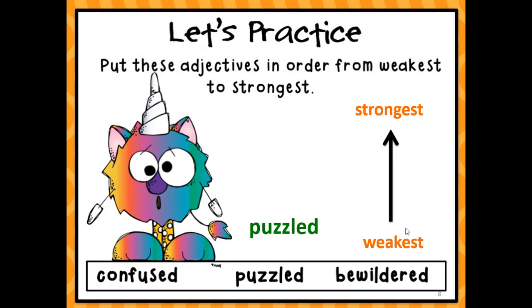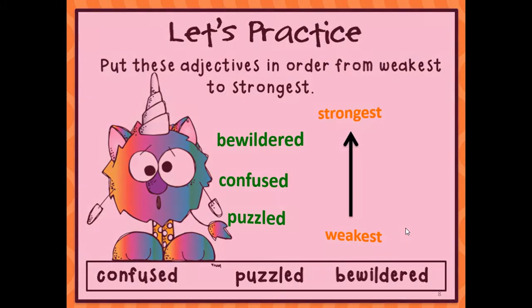Puzzled. You may have thought confused, but puzzled is actually a little bit weaker than confused. Puzzled means you just have to put a little bit more thought into it. So confused would be our next one. It's a little bit more than puzzled. You're having a little bit of trouble figuring something out, but then bewildered is the strongest. It is something that completely confuses you. You can't figure it out. You can't think about how you can work through something or why something is the way that it is. So bewildered is the strongest of these three words.